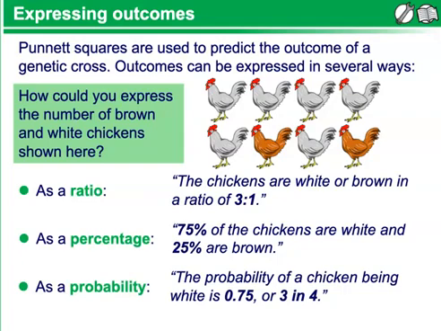Probability. This can be written as a number between 0 and 1. The probability of something happening cannot be higher than 1. If something has a probability of 1, it means it will definitely happen. There are 8 chickens in total. If 1 is taken at random, the likelihood of selecting a white chicken is 6 in 8. This can be simplified to 3 in 4. 3 divided by 4 equals 0.75. So the probability of a chicken being white is 0.75.